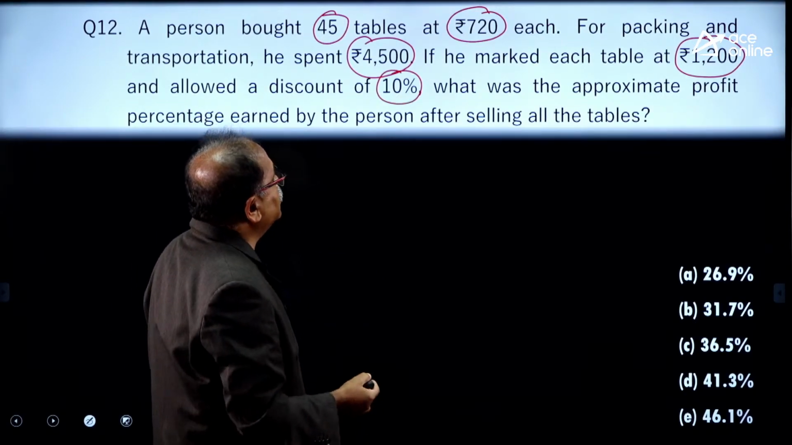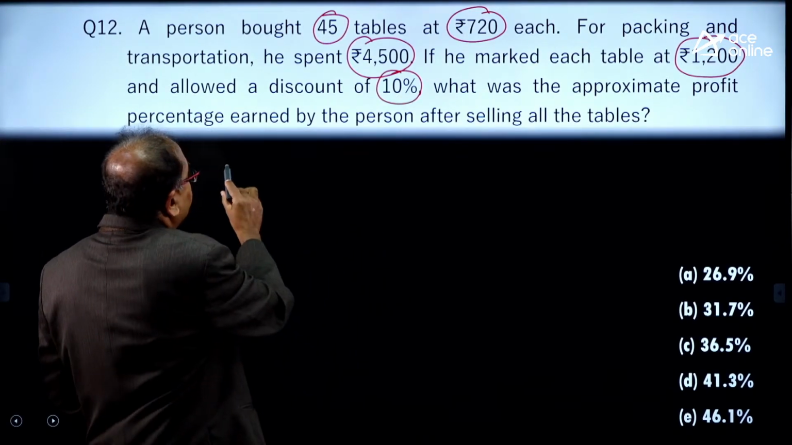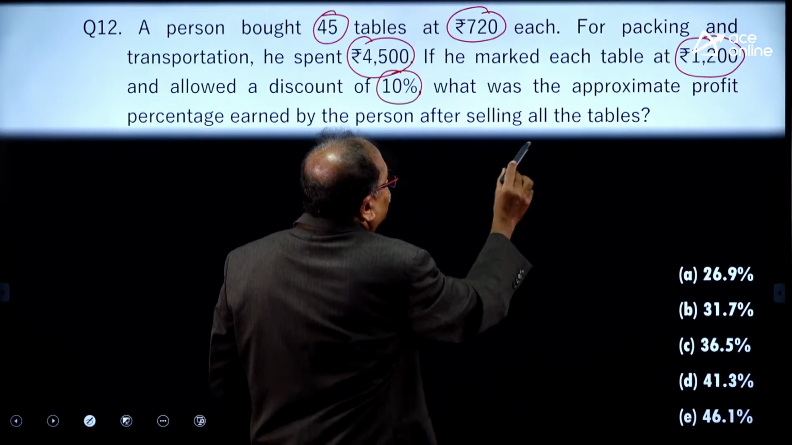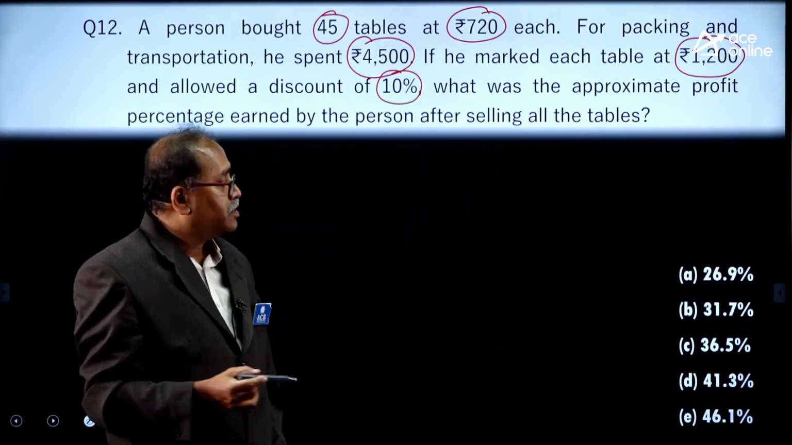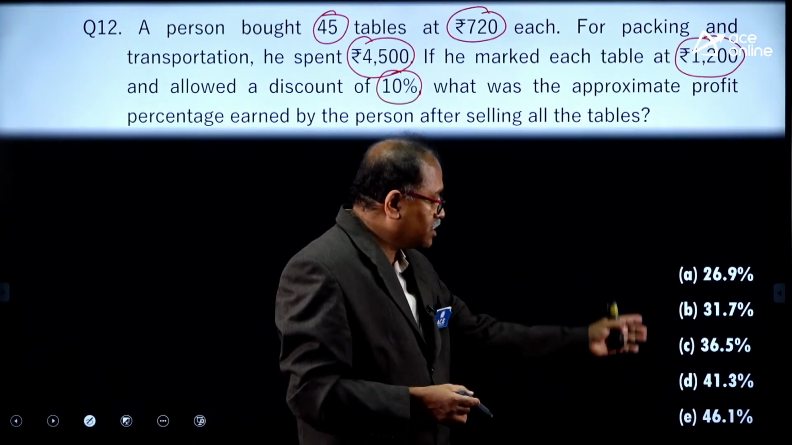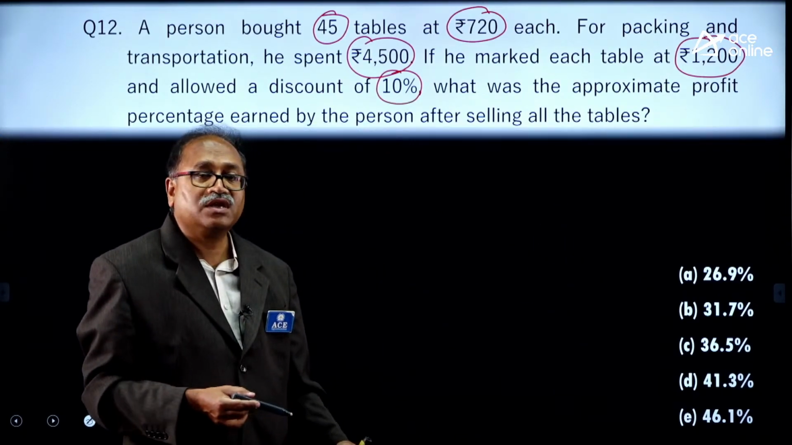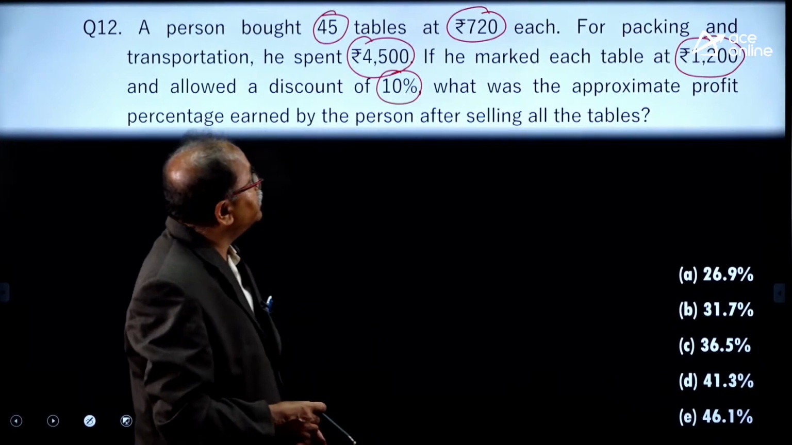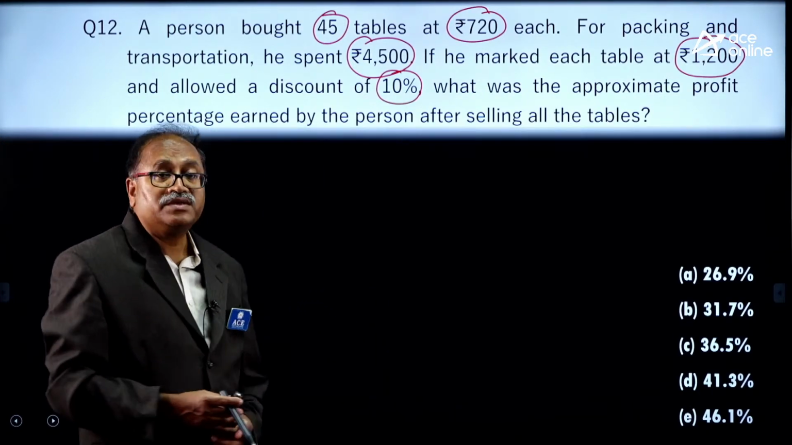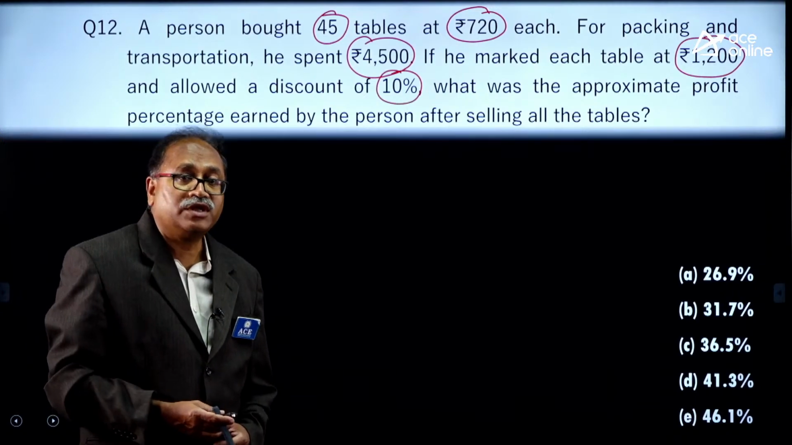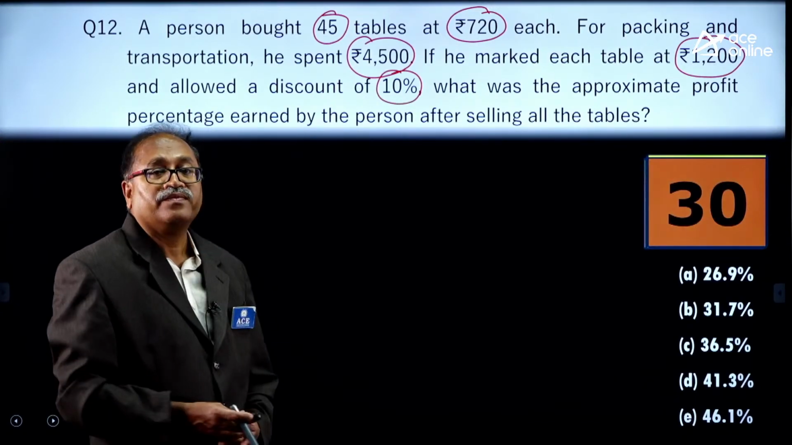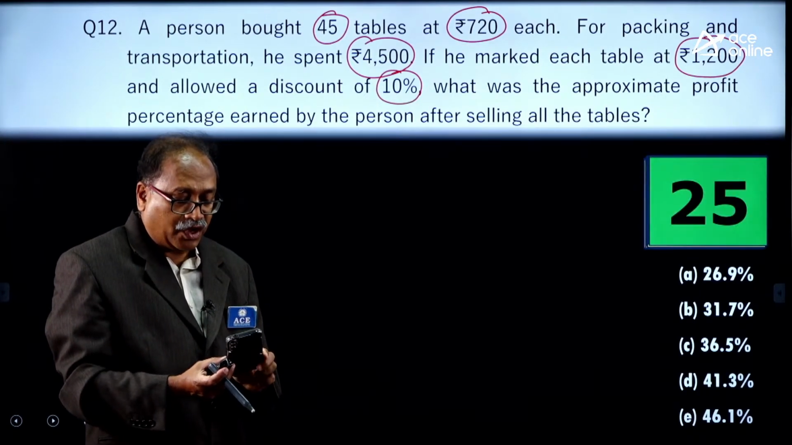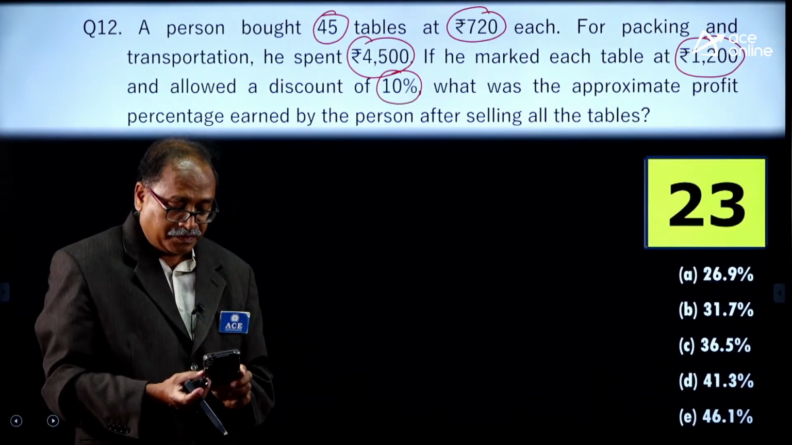Okay, some data is there in this question. What is the approximate profit percentage made by the person after selling the tables? I need to find out the profit percentage. You can see that all the options are given in terms of a decimal. Right, my dear friend? Will you try this? Your time starts now. All these questions are very healthy questions.